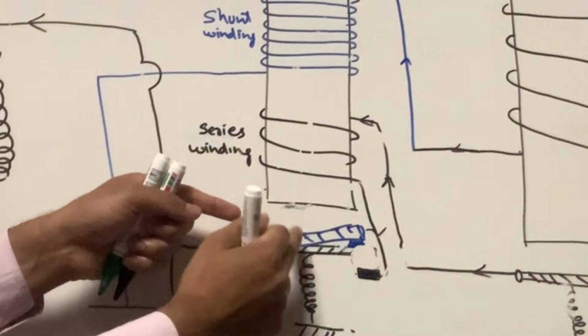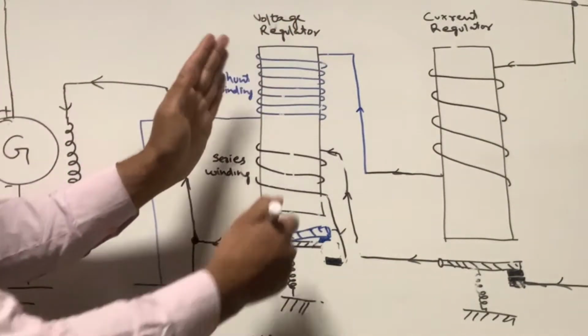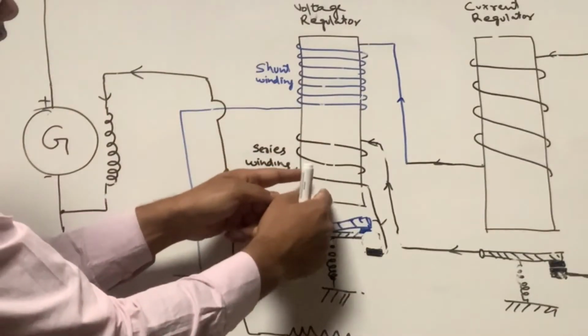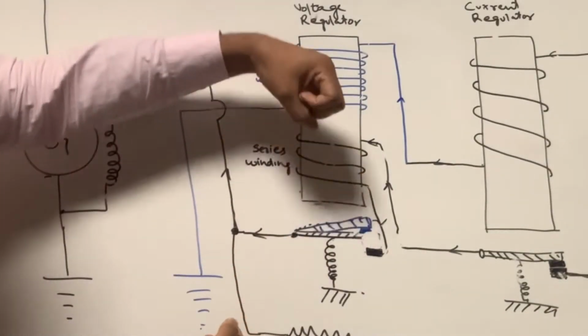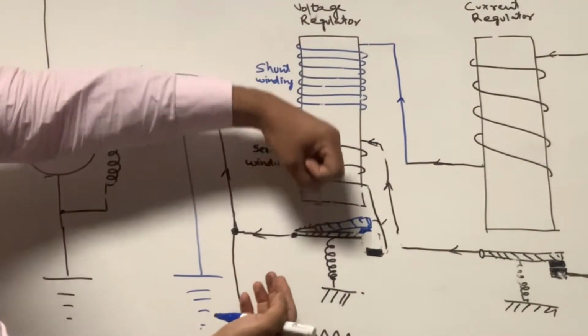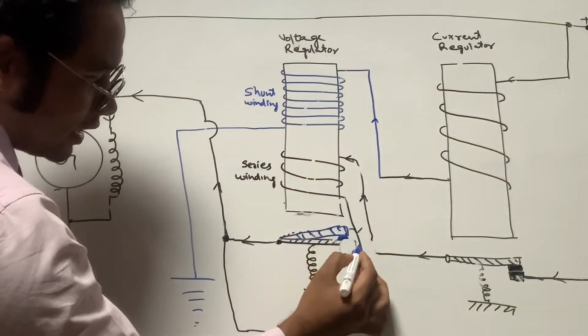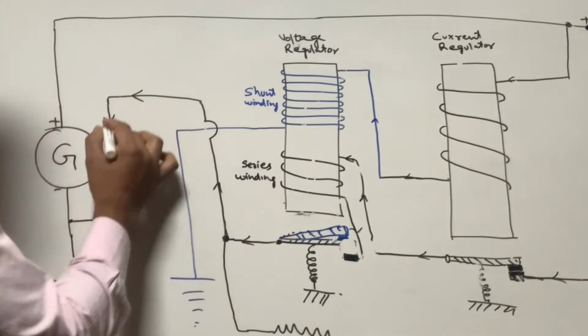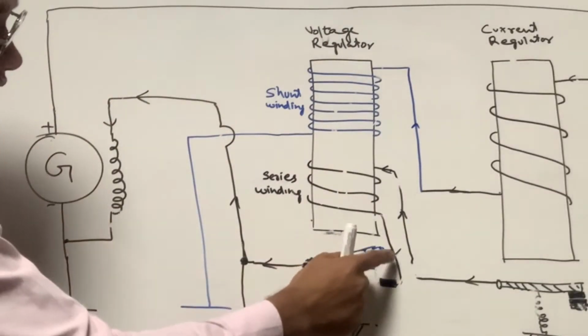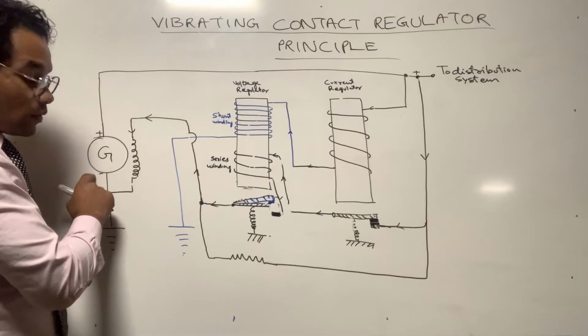So why did it open? It is because the electromagnetic force produced by the voltage regulator coil and its core is stronger than the spring force. Hence it has opened. Once it has opened, the series winding current, which was connected like this and going to the winding of the generator, cannot go into the generator.